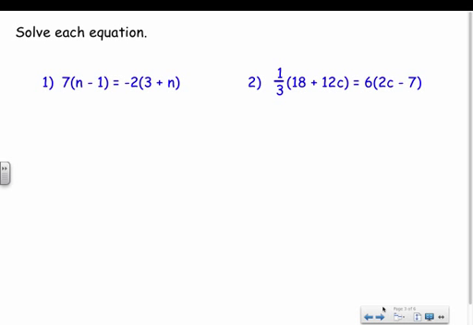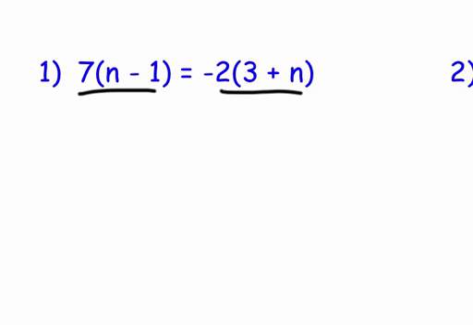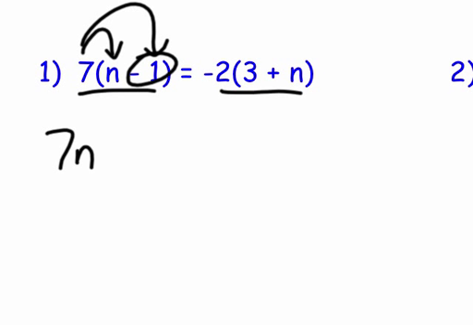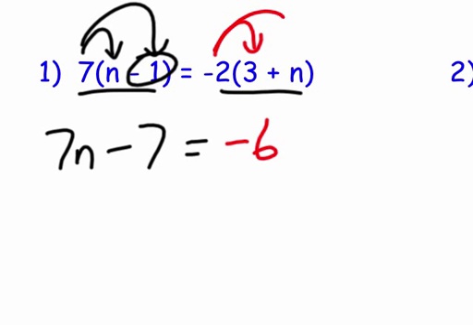Now let's start doing some where we have to simplify. So now if I look at the left side and the right side here, I have to distribute before I can do anything, can't I? I could follow some other algebra rules, but let's just stick to distributing right now, which will make things easier for us. So let's deal with the left side first. 7 times n and 7 times -1 is -7. Bring my equal sign down. Now let's deal with the right side. -2 times 3 is -6. And -2 times n is -2n.